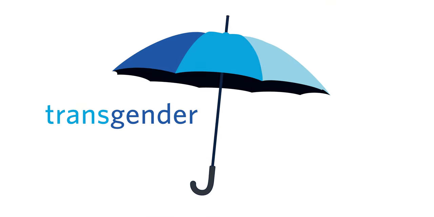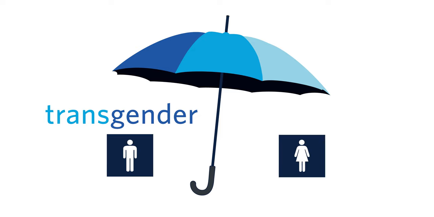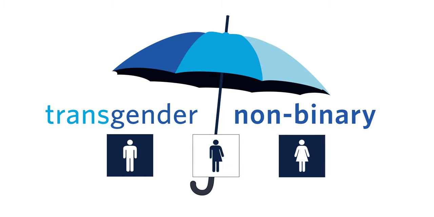Transgender is an umbrella for people whose gender identity does not match the sex they were assigned at birth. There is not one right way to be transgender. Some transgender people identify as men. Some transgender people identify as women. Some transgender people identify as non-binary. Non-binary, or genderqueer, people may express a combination of masculinity and femininity, or neither, in their gender expression.